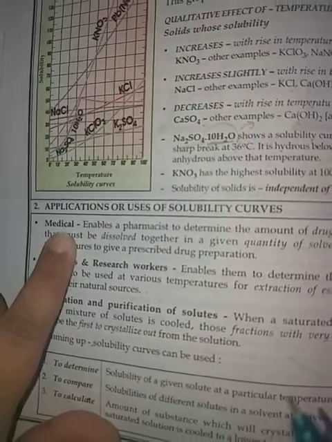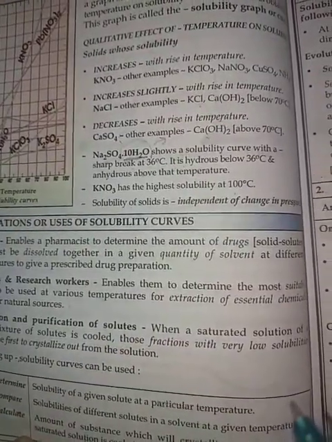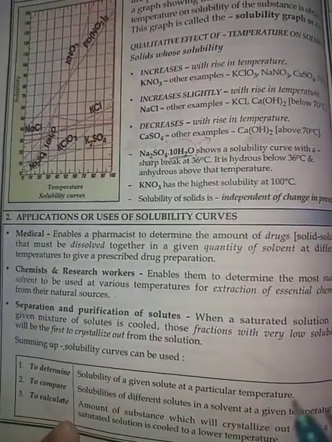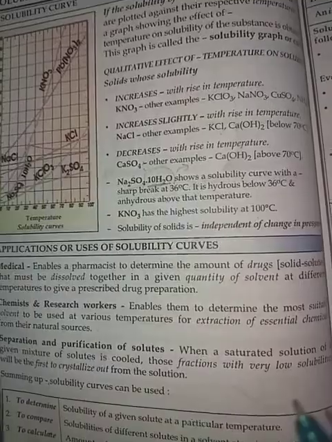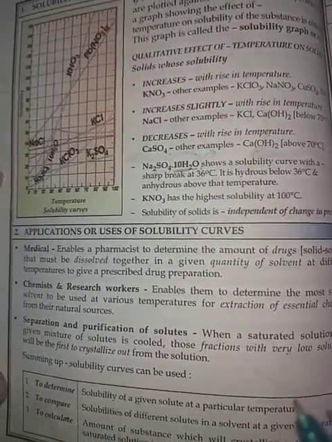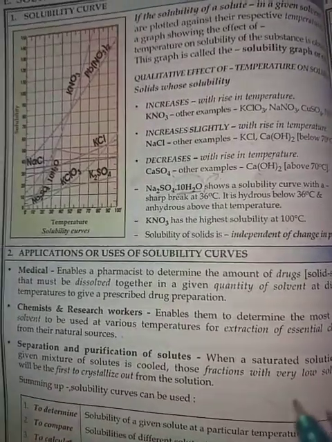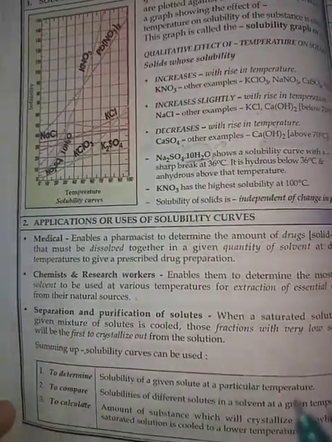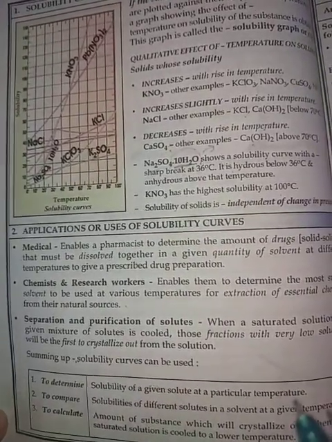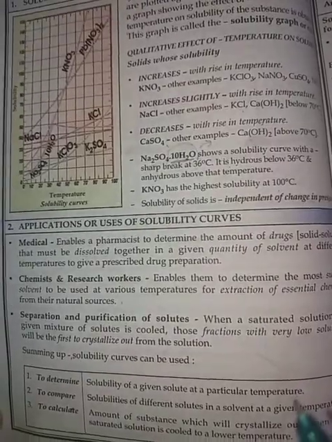Its first use is in the medical field. It enables a pharmacist to determine the amount of drug that must be dissolved together in a given quantity of solvent. How much of the drug or medicine should be added in a given quantity of solvent at different temperatures to give a prescribed drug preparation, so that the proper medicine is prepared. So for this we use the solubility curve.